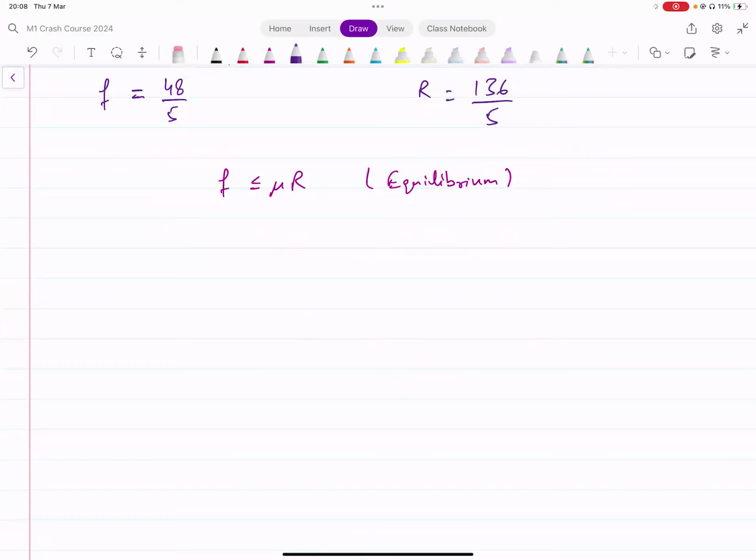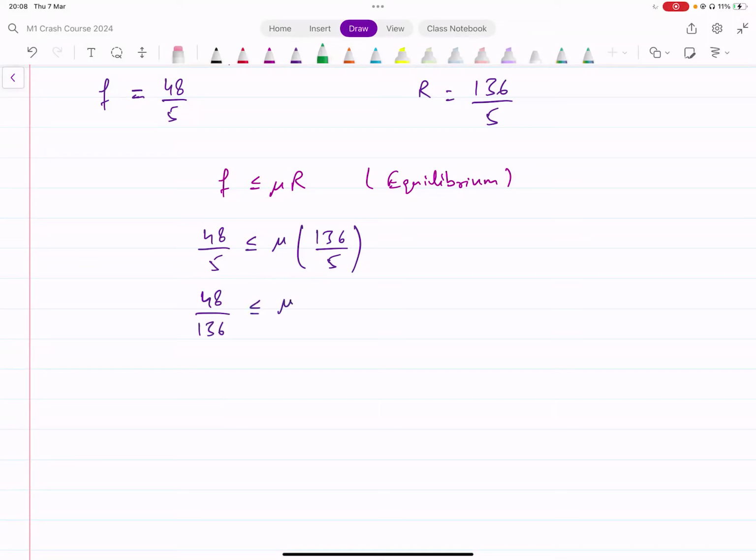When it's not specified if it's limiting or non-limiting. Now we just input those values here. Friction is 48/5. That is less than or equal to mu into R, which is 136/5. Now we can just multiply this on the other side. 5 and 5, in fact, are going to get cancelled. And we're going to be left with 48/136. That's less than or equal to mu.